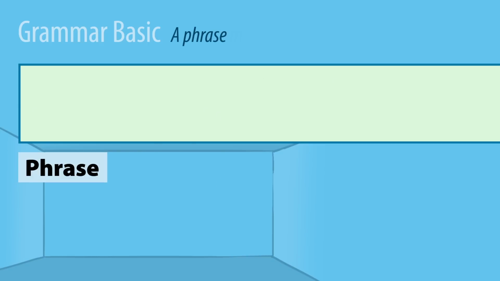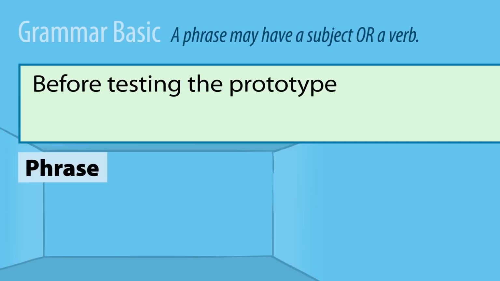Now a phrase. It may have a subject or a verb, but it won't have both. Before testing the prototype. This group of words has a verb, but no subject. We can't tell who's doing the testing. It's a phrase.